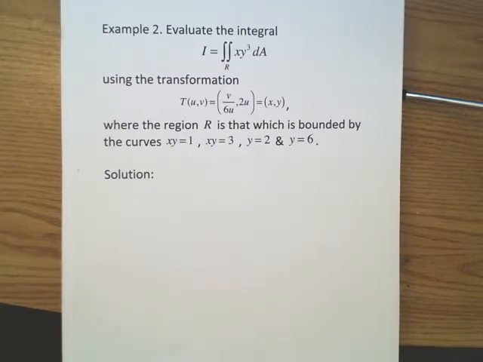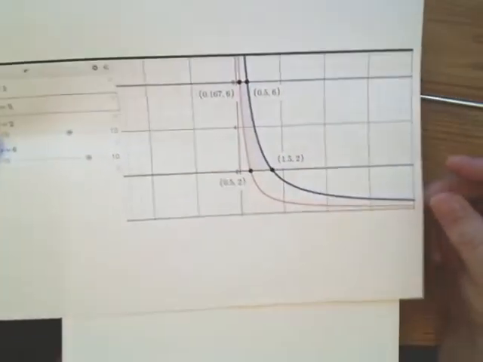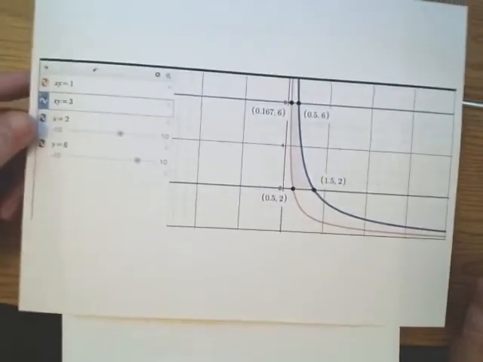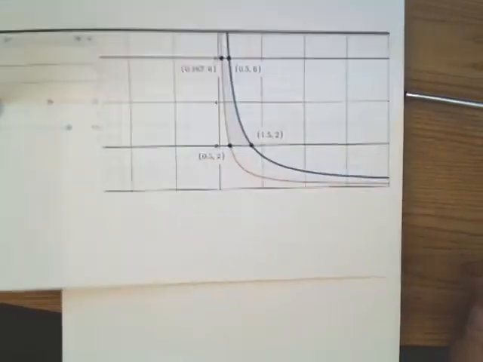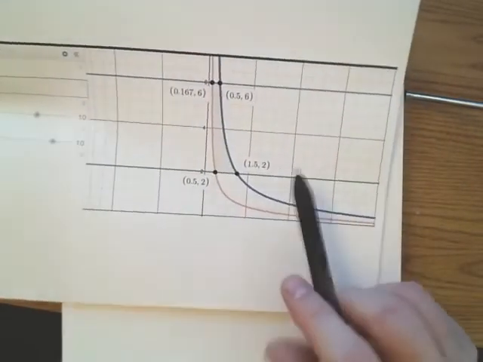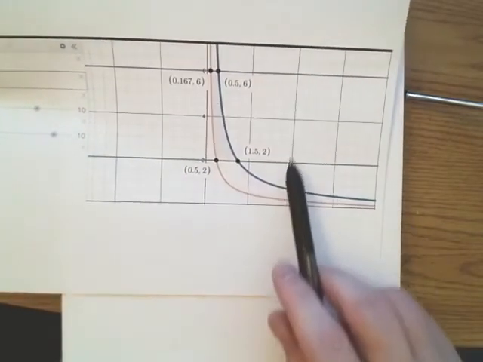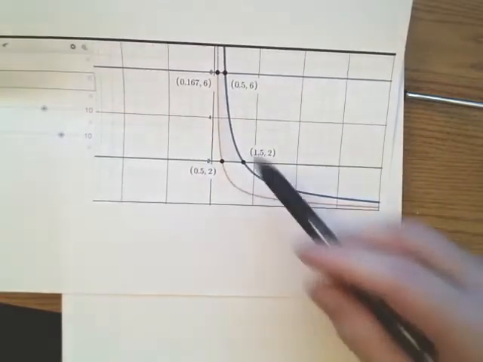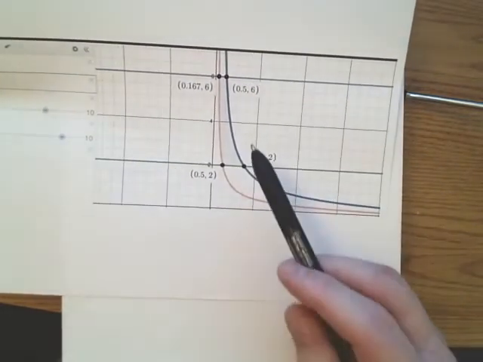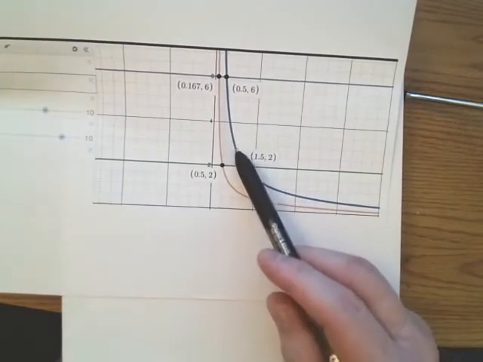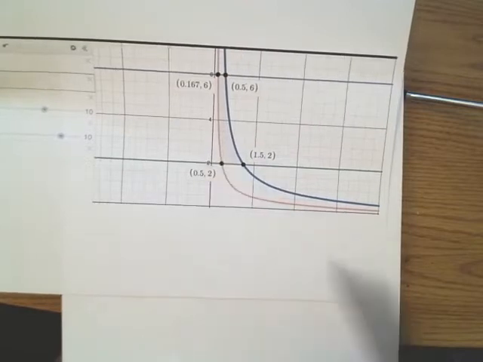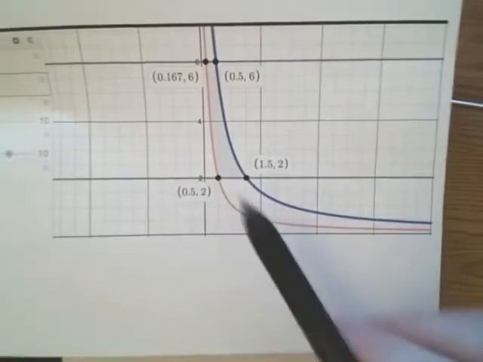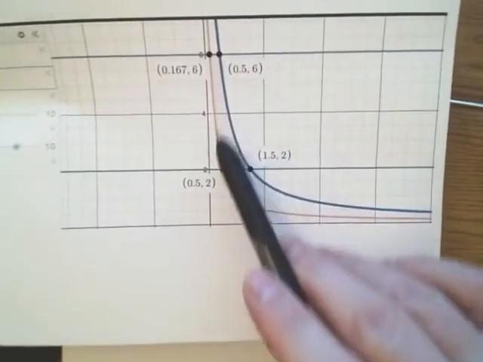Now, before I look at the solution, I went ahead and actually graphed this on Desmos for you. You can see that I've got these lines y equals 6 here and y equals 2. And then these two other curves here are what? xy equals 3 in blue and xy equals 1 in orange, or red, I guess it is. And so this is the region over which we're going to be integrating.